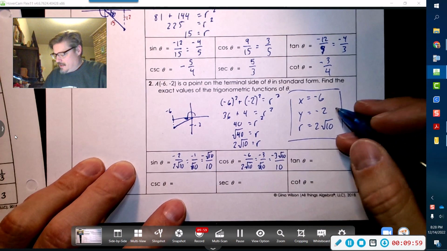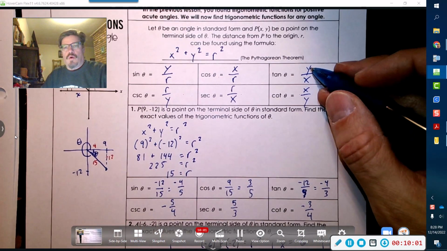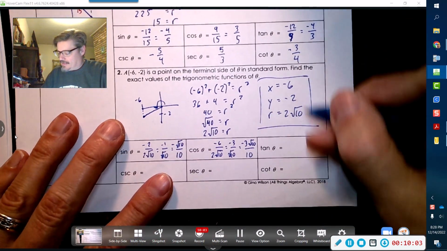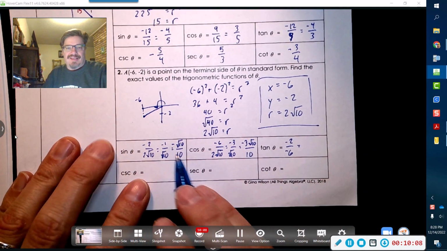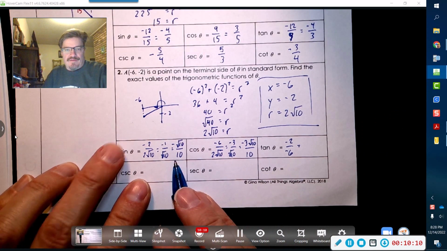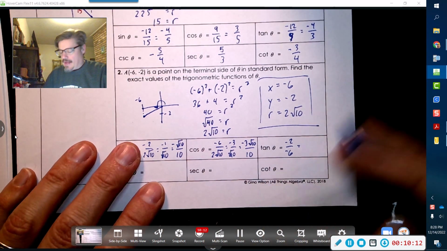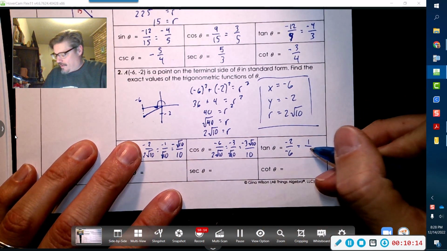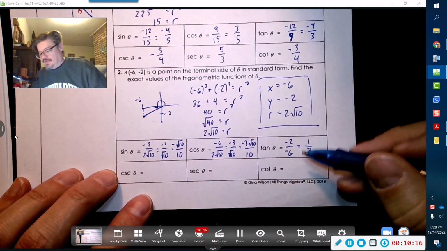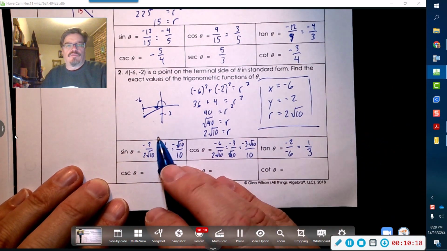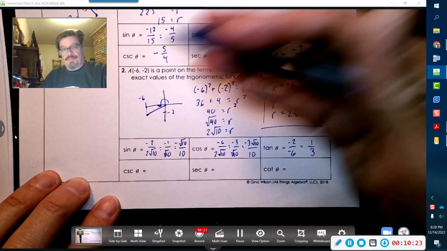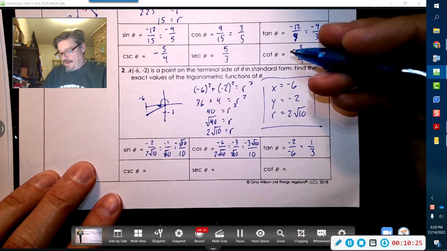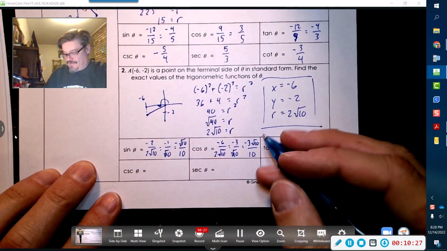Tangent is going to be y over x. Y over x is negative 2 over negative 6. Notice how the sine and cosine stay negative, but this one actually becomes positive 1/3. So tangent is positive here because both your sine and cosine are negative. Now, there is a pattern to this actually, but we'll address that in a few.